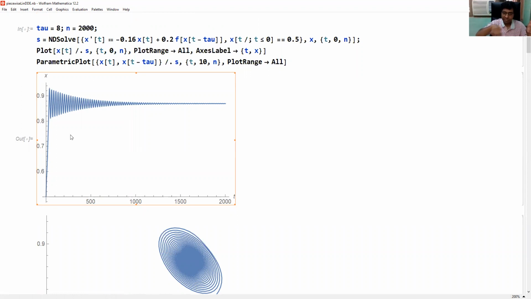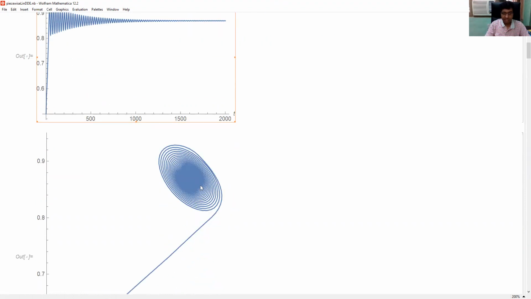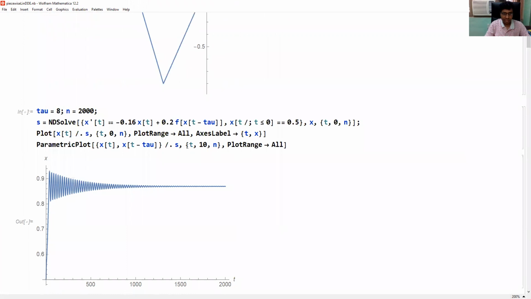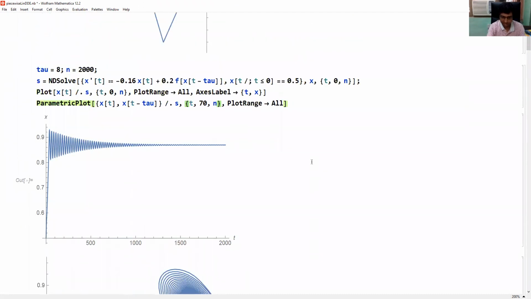So in the phase plane we are getting a spiral sink. Sink means it is converging to that point. So it is spiraling and converging to the point 0.87 comma 0.87 in the plane. This may be chosen larger, not 10; maybe we can skip initial values, say up to, let me take 70 instead of 10, so that this will look better.